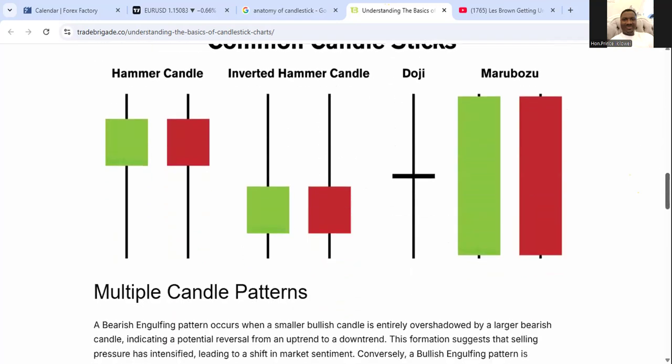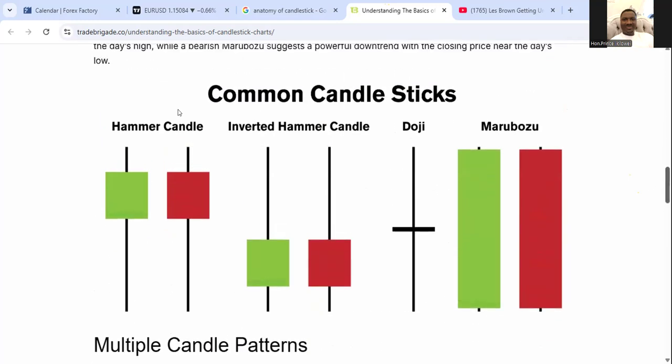Now we have, when you see something like this, it is called a hammer. This one is called an inverted hammer. This one is called a doji. This one is called a marubozu. There are different candlesticks. Now let's talk about the hammer.